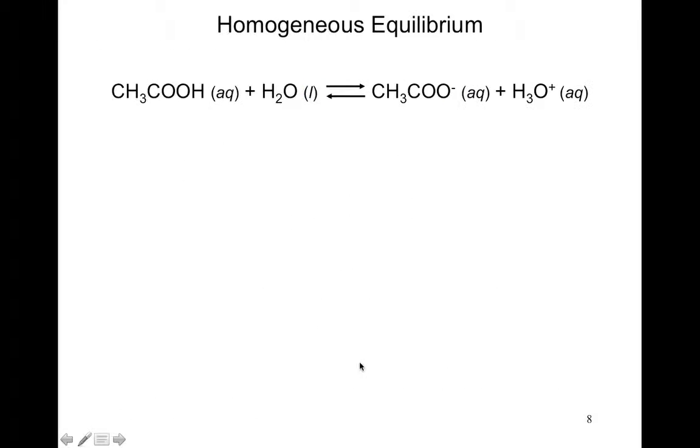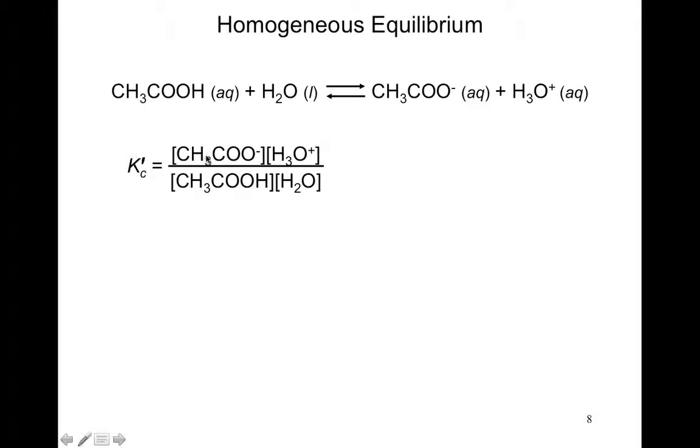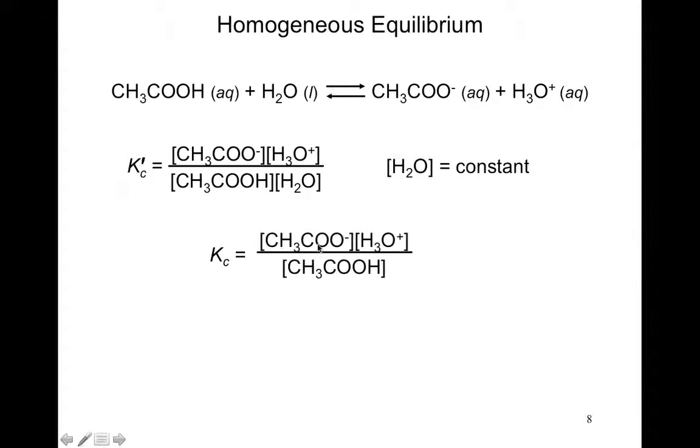It's not too bad. So, homogeneous equilibrium, here's one. Aqueous means dissolved in water, so basically this whole thing's liquids. So we can write our Kc for this as our products divided by our reactants. Perfect. Now water is a constant in this, and so we can write it this way. Water is kind of like a solvent. We don't write solvents in equilibrium expressions. We don't write solids in equilibrium expressions. So go ahead and take note of that.